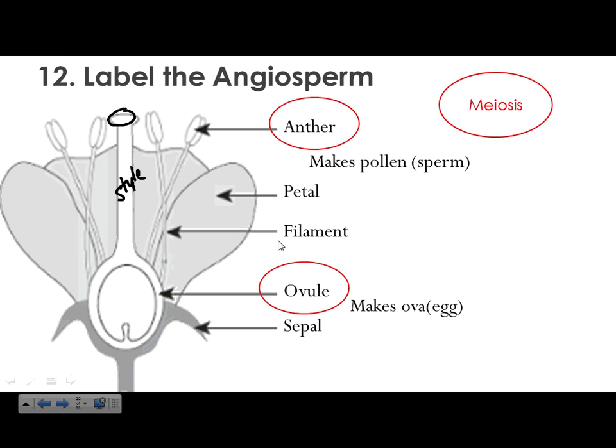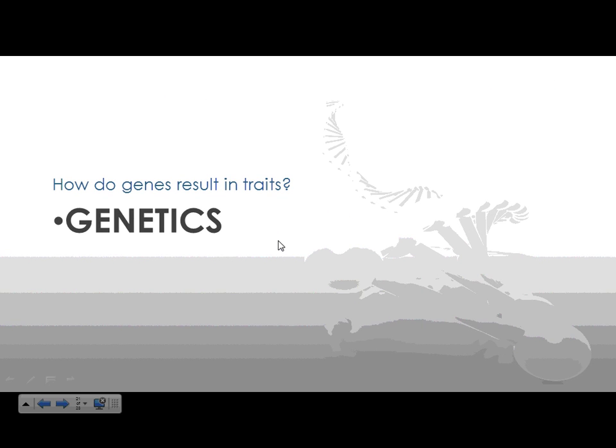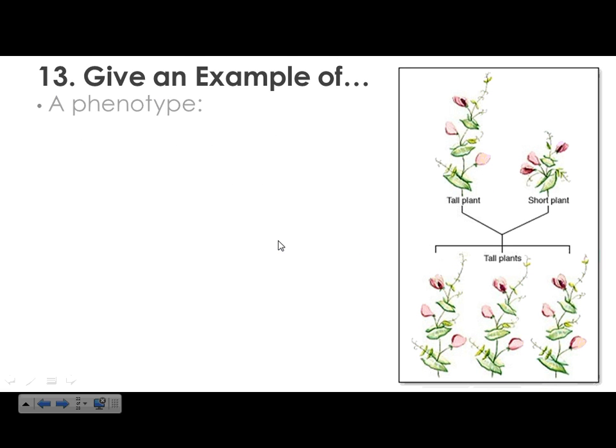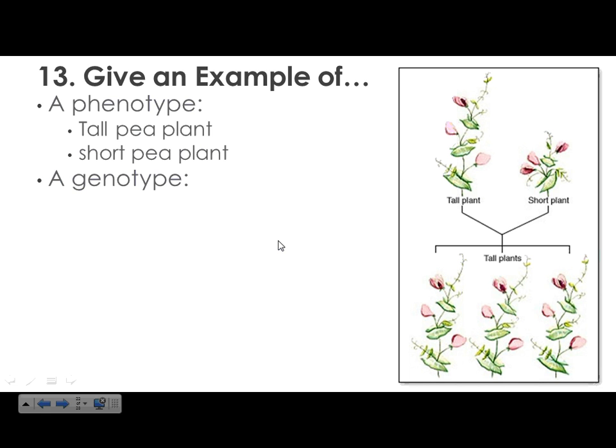The next section is about genetics. So how do genes result in traits? An example of a phenotype. Phenotype is a physical characteristic. They both start with ph. So tall, short, those are physical characteristics. Those are phenotypes. A genotype. Genotype is based on genes. So big T, that's a genotype. ATC, CGA, ACTC, this is a DNA sequence. This is also a genotype.